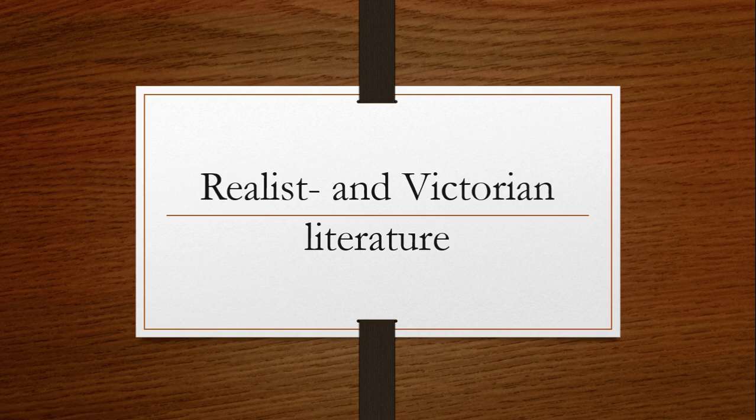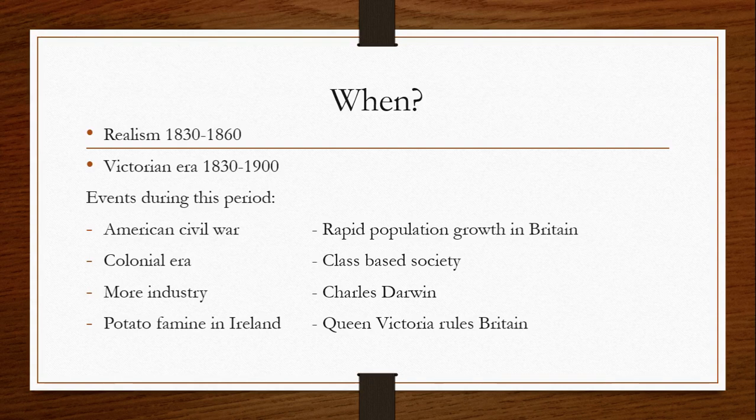Realist and Victorian literature is quite funny because they're at the same time. Yes, they are, basically anyway. Realist writers started to publish things in 1830-ish up until 1860-ish, whereas Victorians also started in 1830 but continued on to the 1900s.